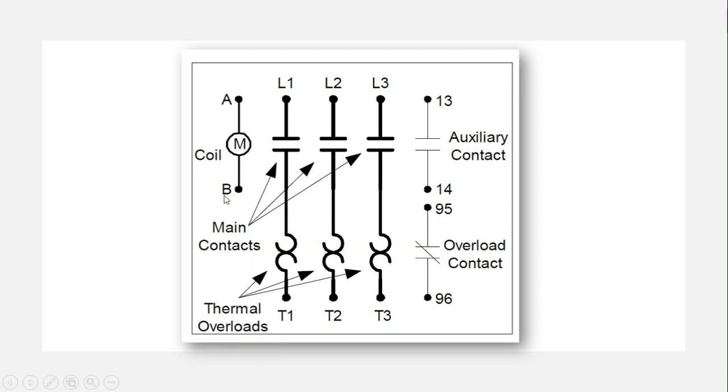The function of the coil of the contactor is to actuate all of the main contacts and the auxiliary contact at the same time. The overload contact is independent of the contactor coil and only operates under the overload condition.